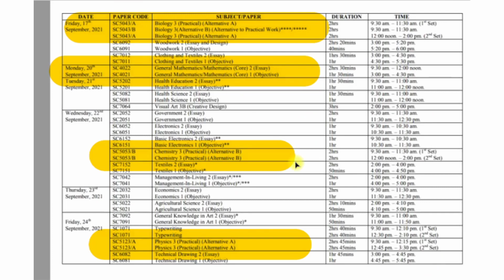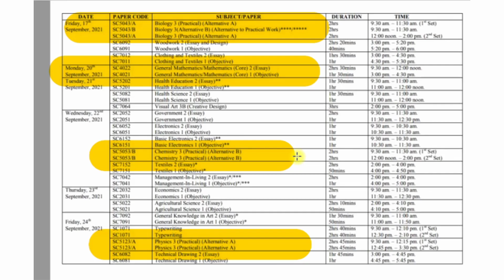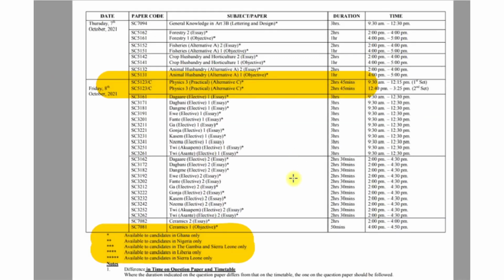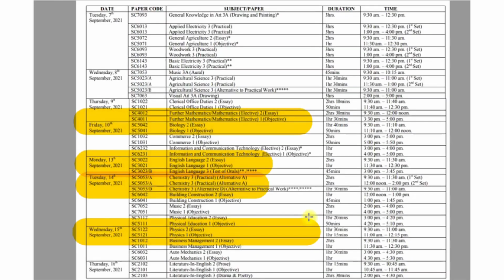So this is the timetable for the exam for students in all of the West African zone. Okay, so if you are a student from Ghana, from Nigeria, from Gambia, from Sierra Leone, from Liberia, this is the collation of all the timetables for all of you, and having it at your grasp is going to effectively help you to prepare for this exam.